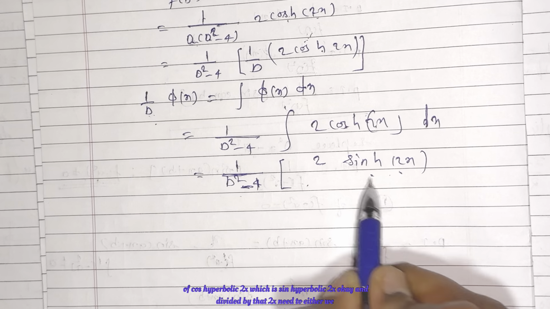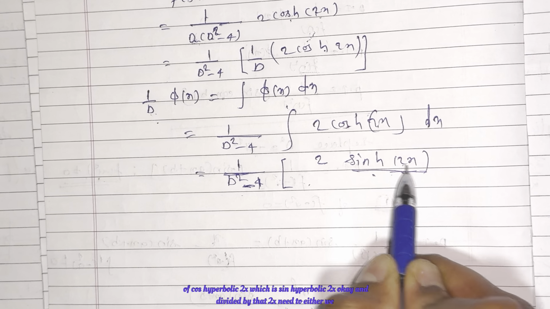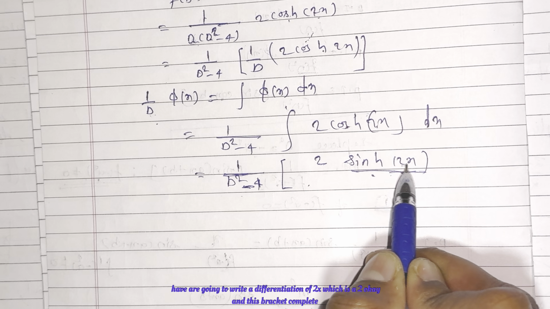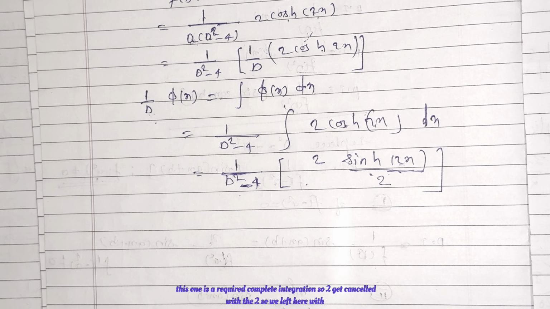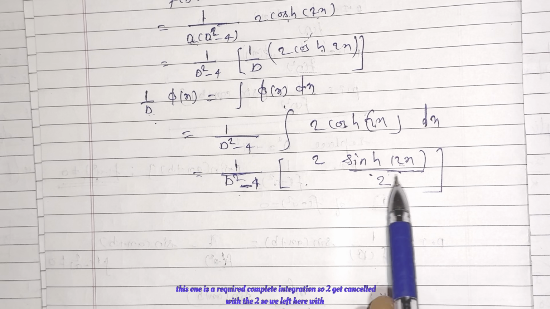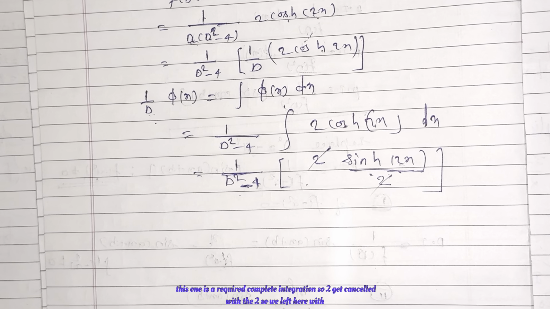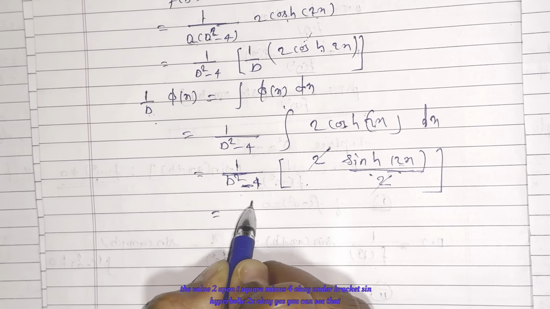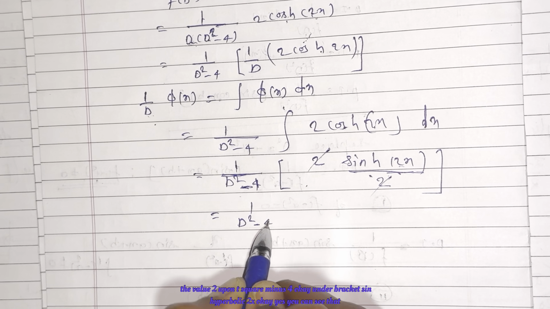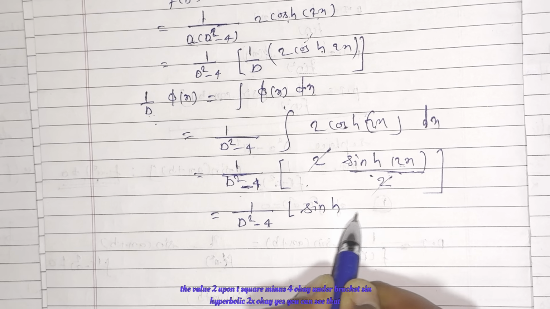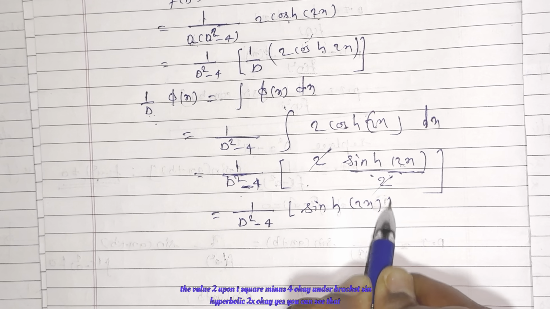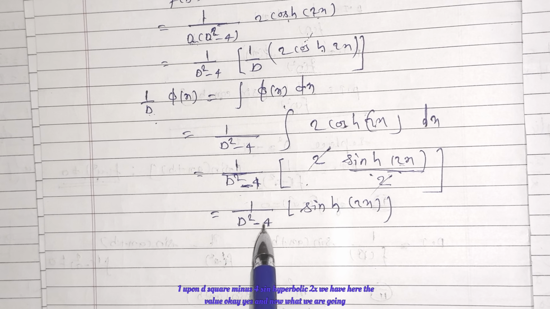And divided by the differentiation of 2x, which is 2. The bracket completes; this is the required integration. So 2 gets cancelled with the 2, and we are left with 1 upon D square minus 4, under bracket, sine hyperbolic 2x. You can see that we have the value 1 upon D square minus 4 sine hyperbolic 2x.